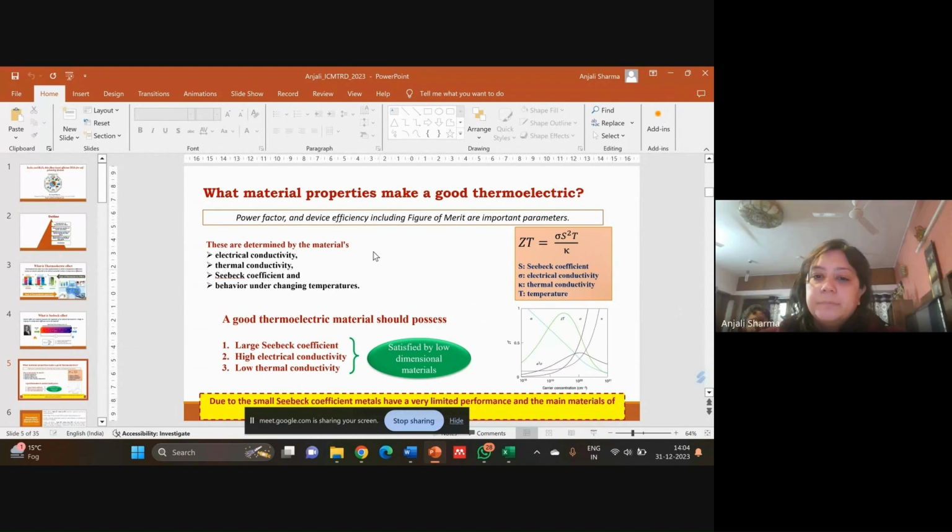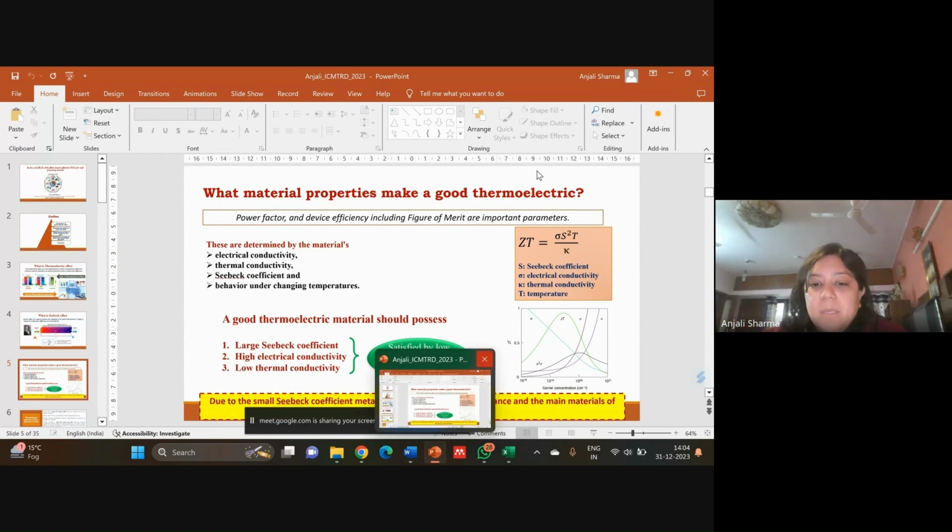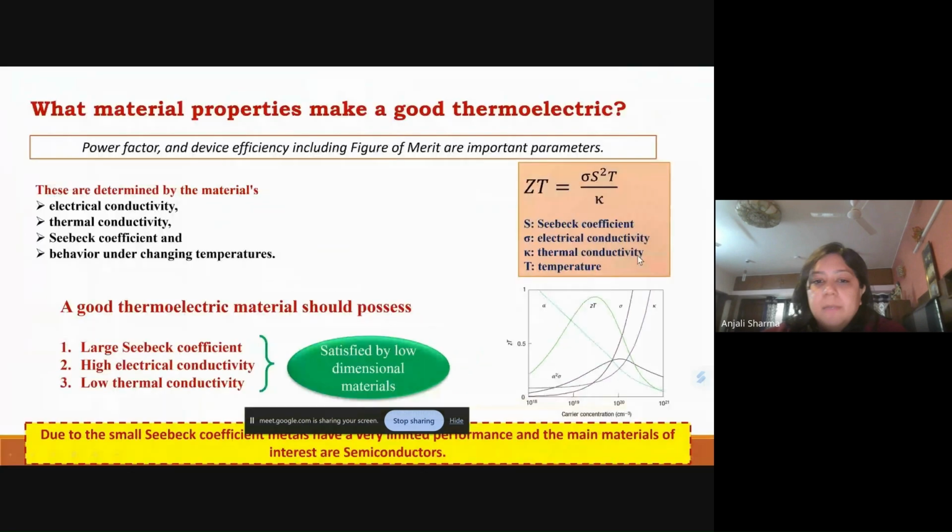Okay, sir. So these properties are basically determined by the electrical conductivity, thermal conductivity, and Seebeck coefficient, and there has to be a trade-off between all these parameters so that we can get the maximum ZT value, that is the figure of merit. It is dependent upon sigma S squared T by K, where sigma is the electrical conductivity, S is the Seebeck coefficient, T is the working temperature, and it is inversely proportional to the thermal conductivity.